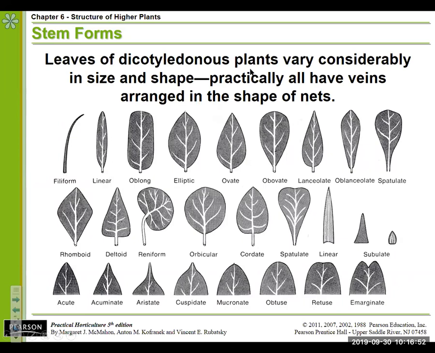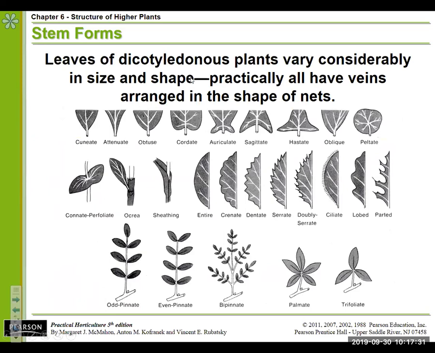The leaves of the dicotyledonous plants, the dicots, vary a lot in size and shape. So we can have some that are almost strap-like in some ways, but the big difference is that their venation occurs in nets. So it starts from a single point and radiates outwards. And pretty much all the leaves on here, except for this linear leaf, are dicot leaves, because you can see they have that net venation instead of that parallel venation.